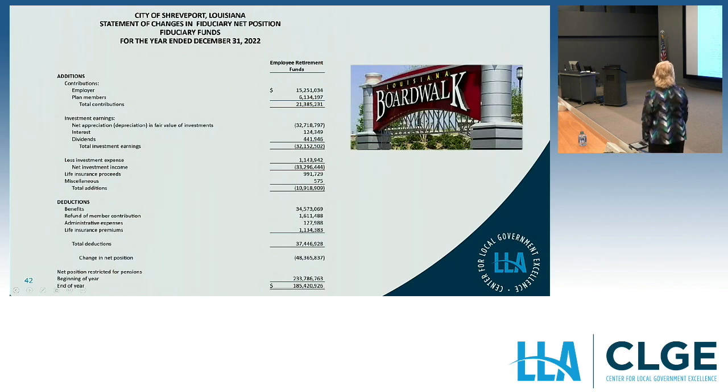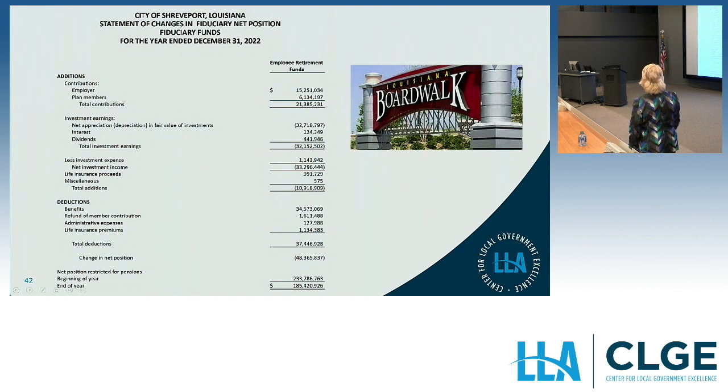So here we go with their income statement side. Look at what their additions are. It's by contributions in their retirement fund, right? And they break it out by employer and the plan members. And then, bless their hearts, on their investment earnings, they lost $32 million. That's a rough year. I thought I lost value. Whoa, that's hard. That's going to take years to overcome, in 2022. That's a rough thing for them.